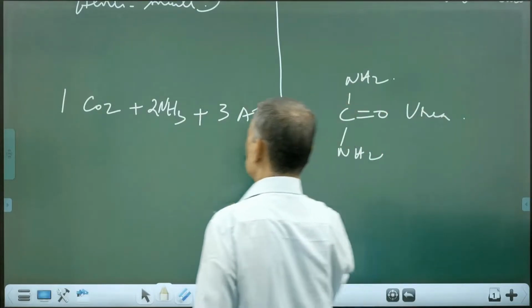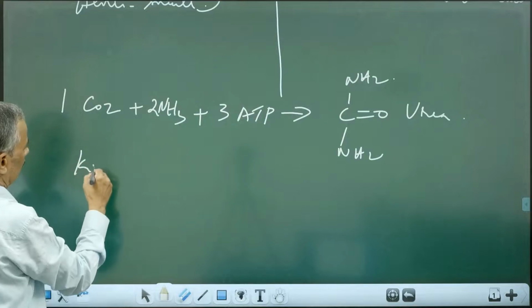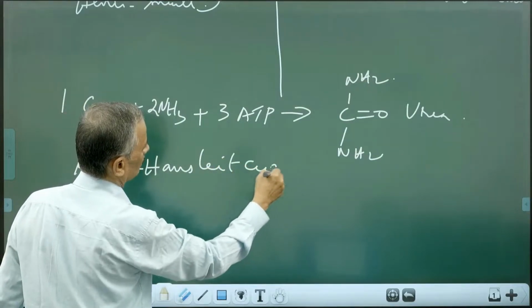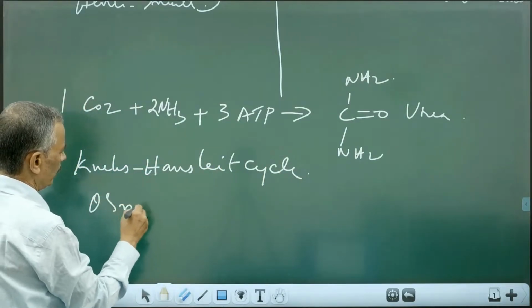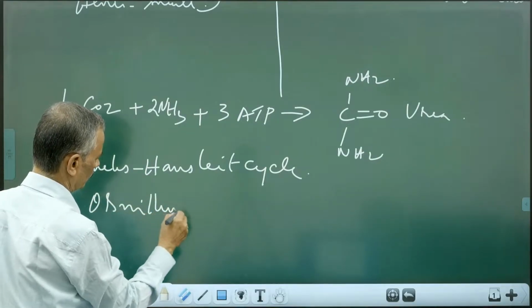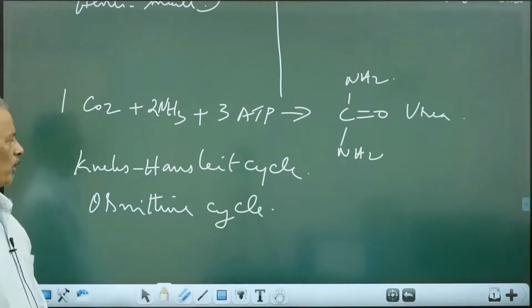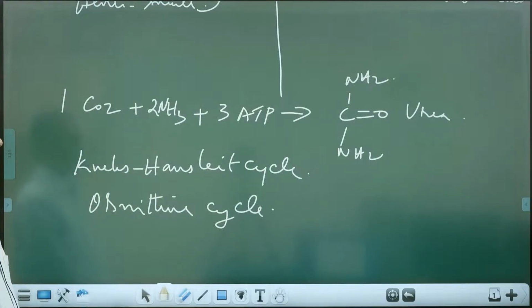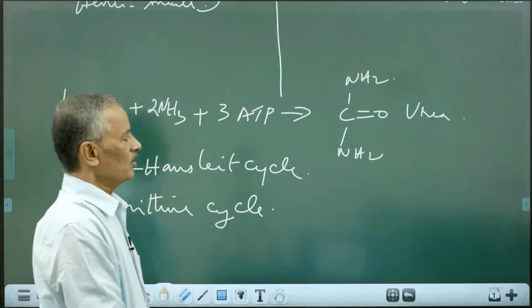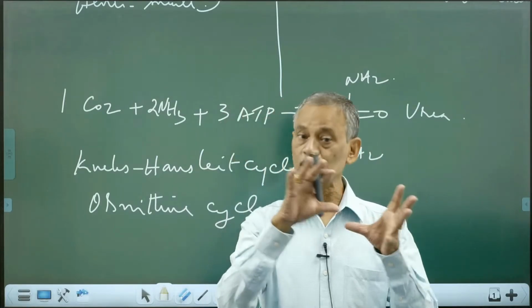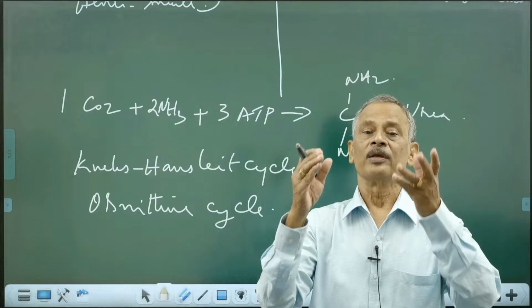This is through a cyclical reaction called Krebs-Hansley cycle, or simply ornithine cycle. Through a cyclical event called ornithine cycle, the ammonia, carbon dioxide, and ATP are used to produce urea. This urea is water soluble, so it can be carried through the blood. So carried through the blood from liver, it is brought to the kidney.